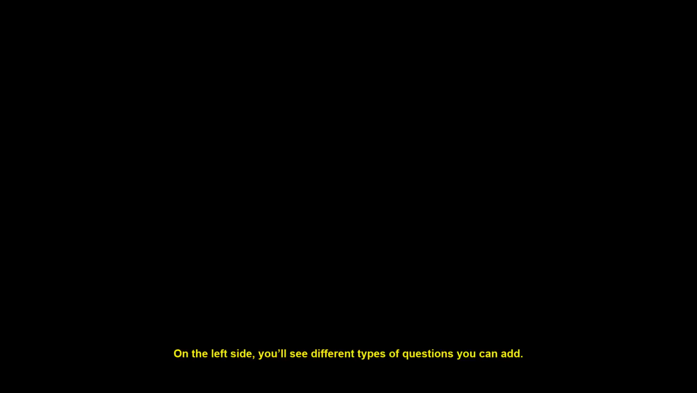On the left side, you'll see different types of questions you can add. You can select from multiple choice, short text, rating, and more. Drag and drop your chosen question type into the main editing area. Type your question and customize the answer options as needed.